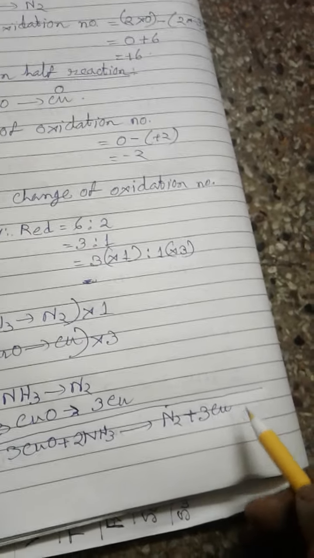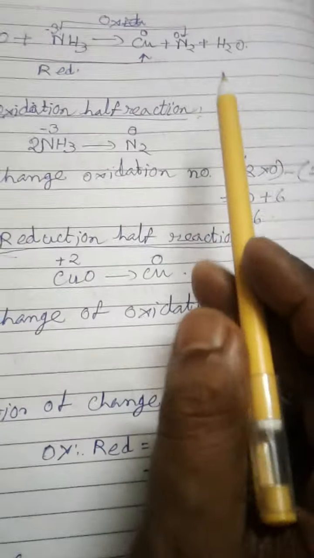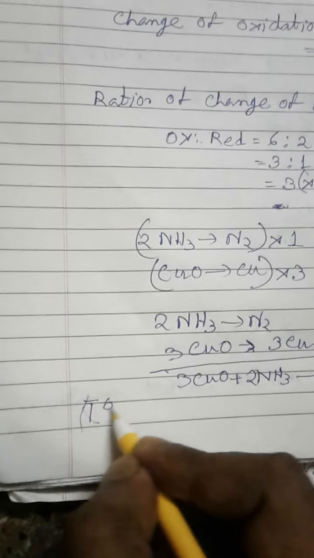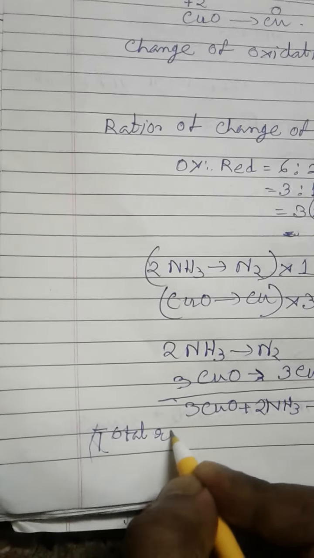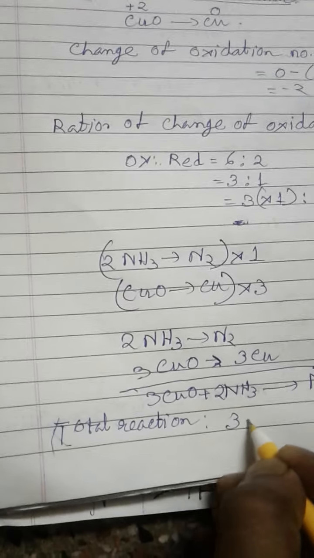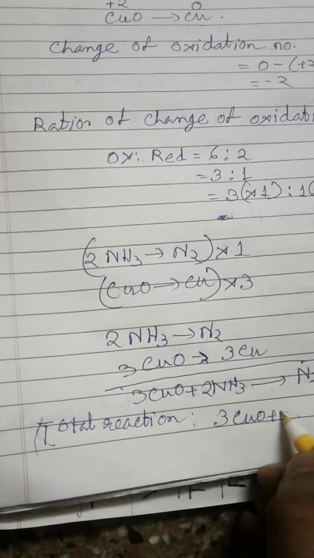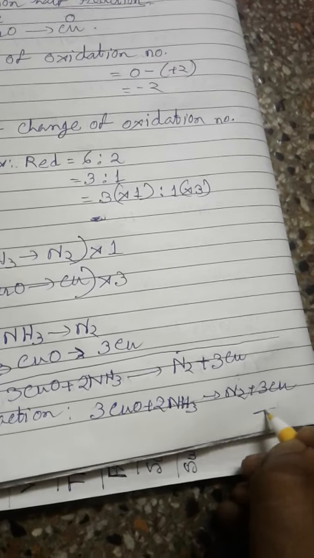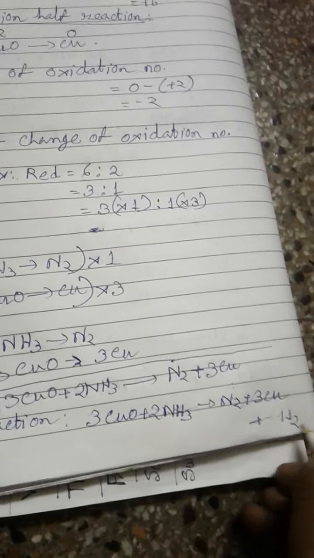We have to notice here that the water molecule we have in the given reaction is not in our balanced reaction. So we must write the total reaction: 3CuO plus 2NH3 gives nitrogen plus 3Cu plus the remaining water.